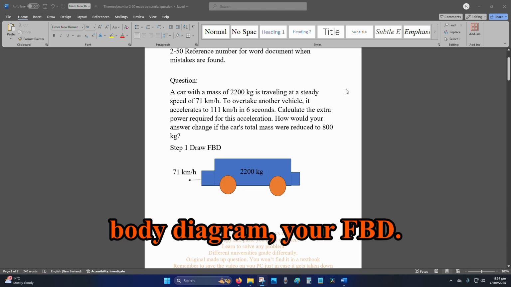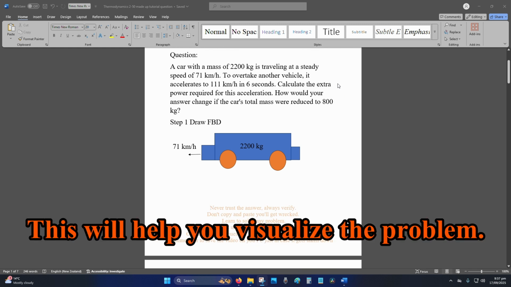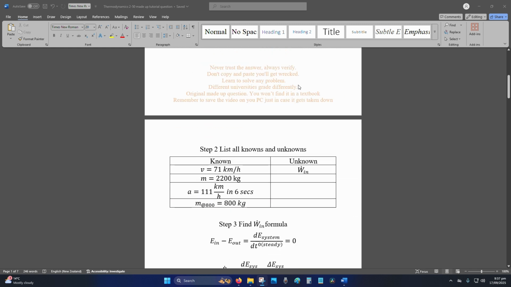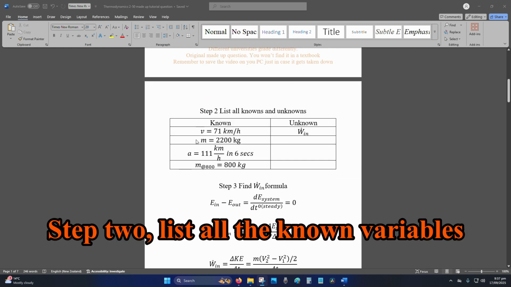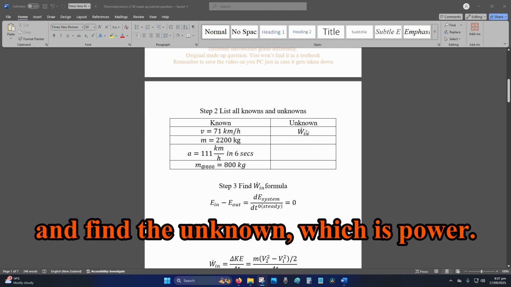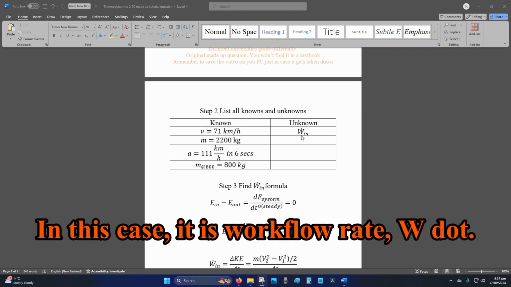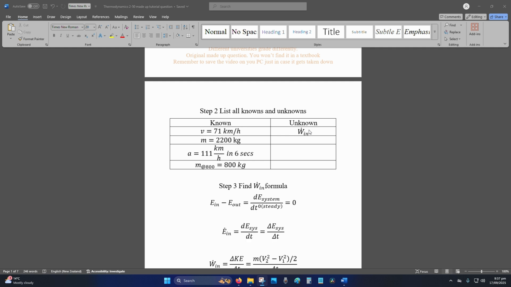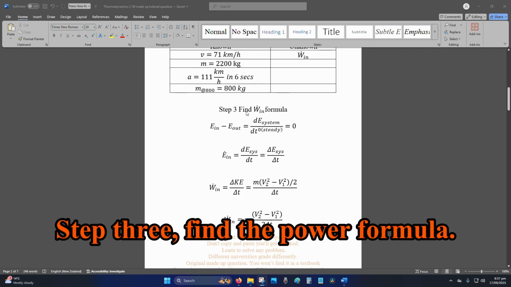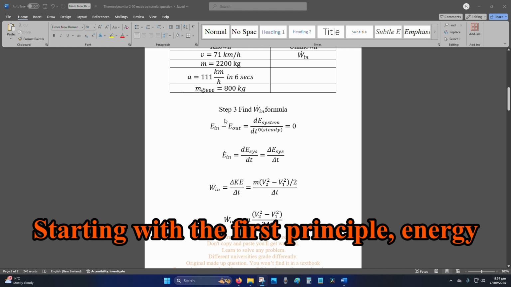Step 1, draw your free body diagram, your FBD. This will help you visualize the problem. Step 2, list all the known variables and find the unknown, which is power. In this case, it is work flow rate, W dot. Step 3, find the power formula.